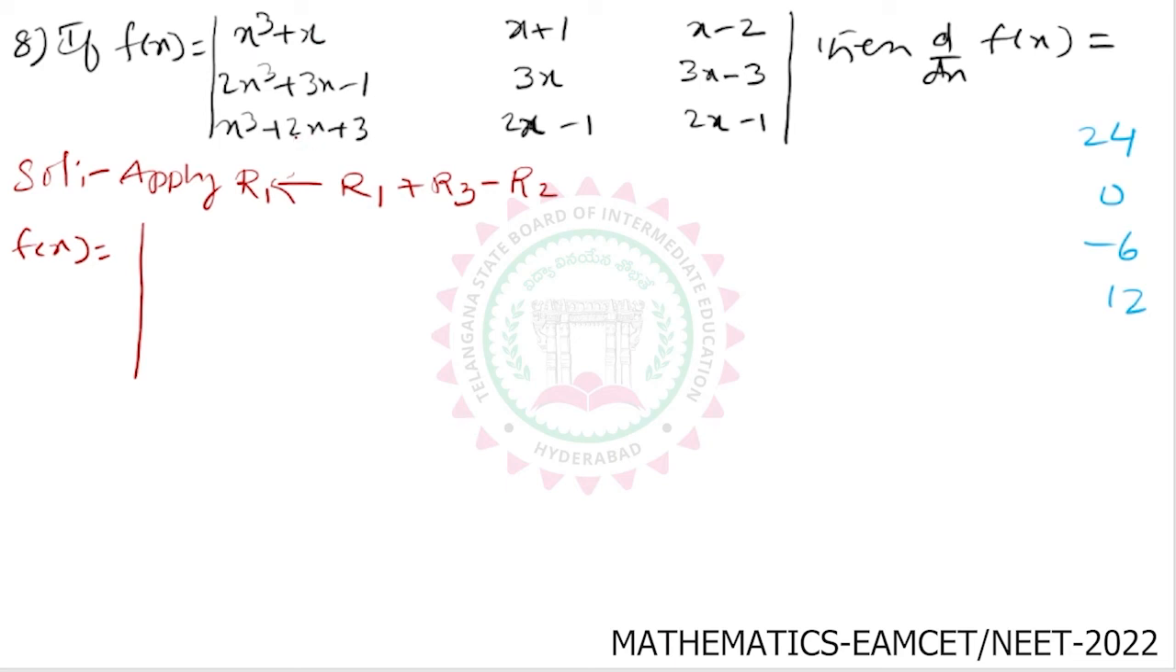x plus 2x is 3x, which is cancelled. So 3 minus 1, minus becomes plus, so it becomes 4. Okay. Similarly, x plus 2x is 3x, 3x minus 3x is 0. Minus 1 plus 1 is again 0. Right? Very good. We are getting the result.